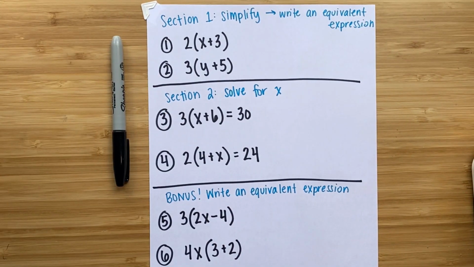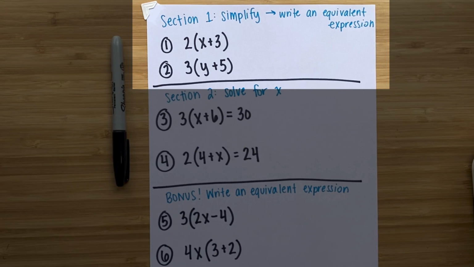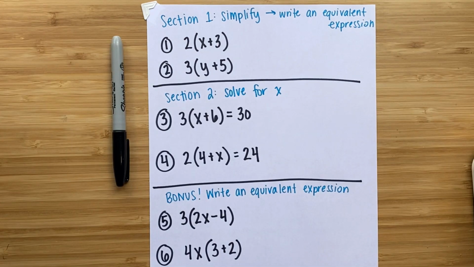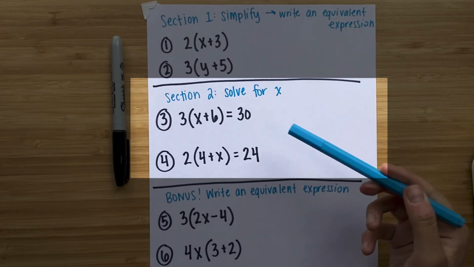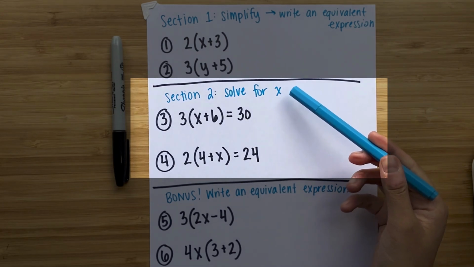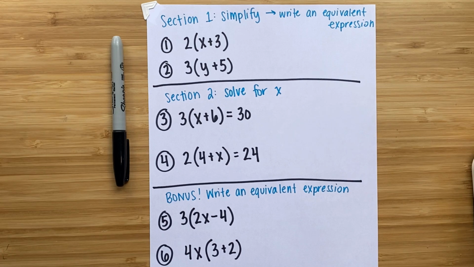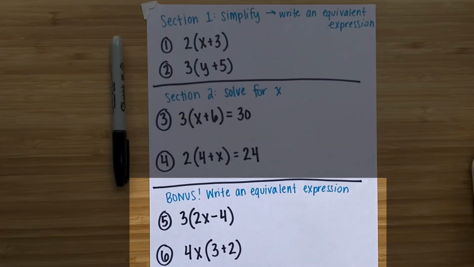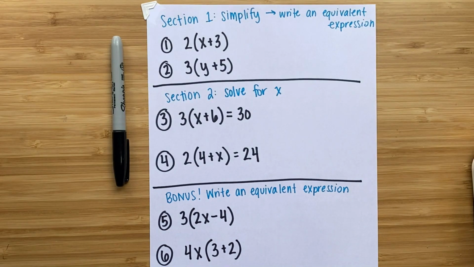All right, here are our problems. The first section, we're just going to simplify or write an equivalent expression. In section 2, you're going to be solving for x using inverse operations and the distributive property. And then there's a bonus section, which is asking you to write an equivalent or equal expression. If you want to try these on your own, pause the video now and then push play to check your answers.